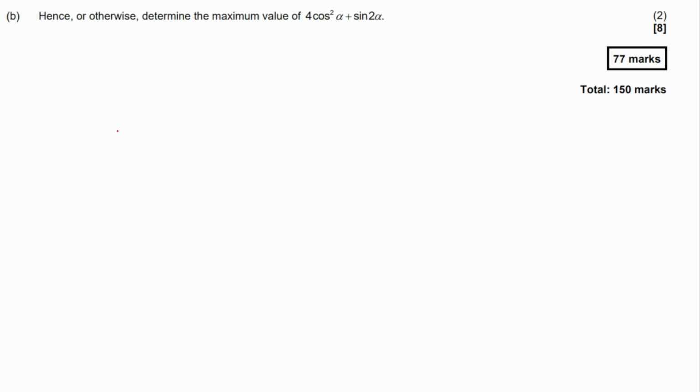Now, let's go into part B. So this word over here, hence, or otherwise, at least I say, or otherwise, determine the maximum value of this function over here of 4 cos squared alpha plus 2 sine 2 alpha.